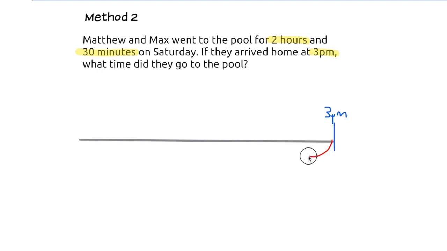So remember, Max and Matthew were at the pool for 2 whole hours and 30 minutes. So from 3 p.m, I'm going to count backwards by 2 hours. So 3 p.m, I'm going to go to 2 p.m, then to 1 p.m. And that's my 2 full hours accounted for. And then I need to count backwards by 30 minutes. So 30 minutes before 1 p.m. would be 12:30 p.m. So I'm going to add that to my number line.